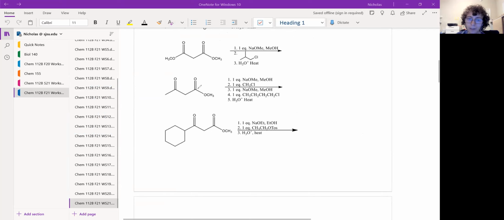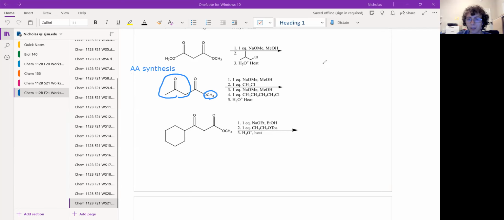Okay, next one has a methyl ketone and an ester beta to each other. And we're doing a similar sequence of reactions. We have 2 extra steps than usual, but it involves adding base and an alkyl halide, and base and alkyl halide, and then acid and heat again. So it's a similar process. This is acetoacetic ester synthesis, just like before.